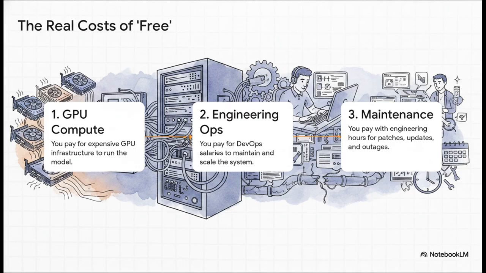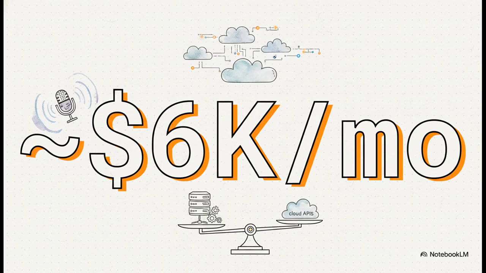You're paying for it with expensive GPU compute hours. You're paying for it with the salaries of the DevOps engineers you need to babysit and scale the whole thing. And you're paying for it every single time the model needs an update or something breaks and needs to be patched in the middle of the night. Let's put some real numbers on that.